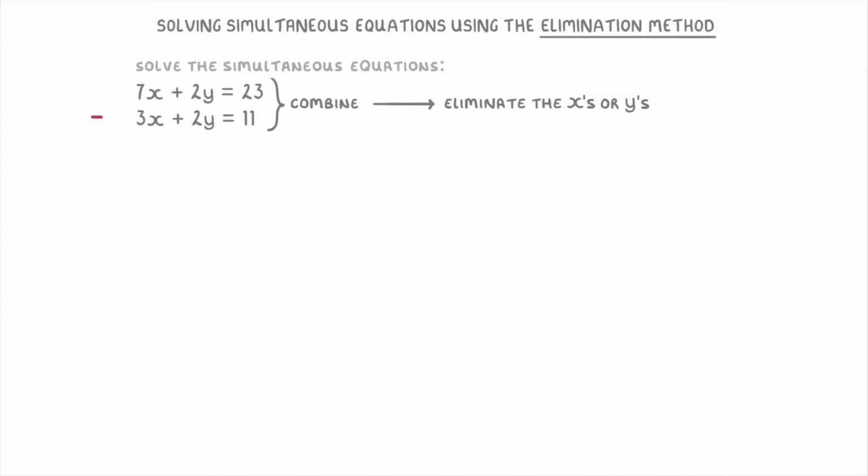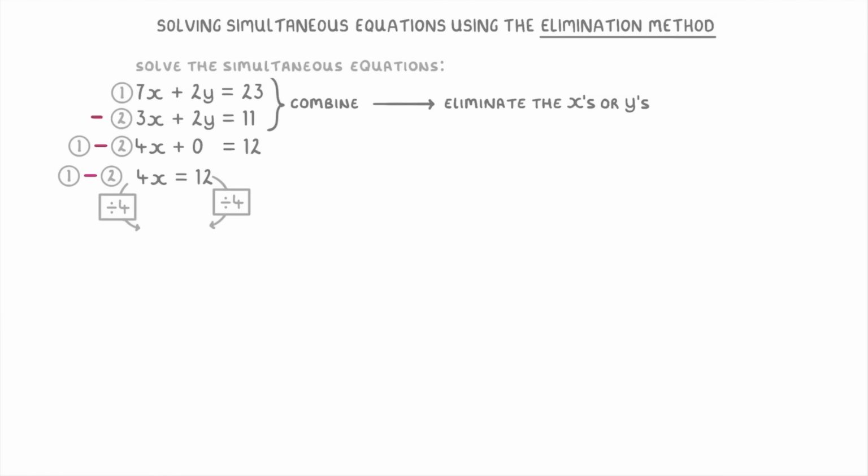If we give this a go, the first thing we'd want to do is label our equations 1 and 2, so that we know which is which. And then the new equation we're forming is going to be equation 1 minus equation 2. So we'd do 7x minus 3x to get 4x, 2y minus 2y, which is 0. Remember, we wanted to cancel out the y's. And 23 minus 11, which is 12. So we end up with 4x equals 12, which we can then solve by dividing both sides by 4 to get x equals 3.